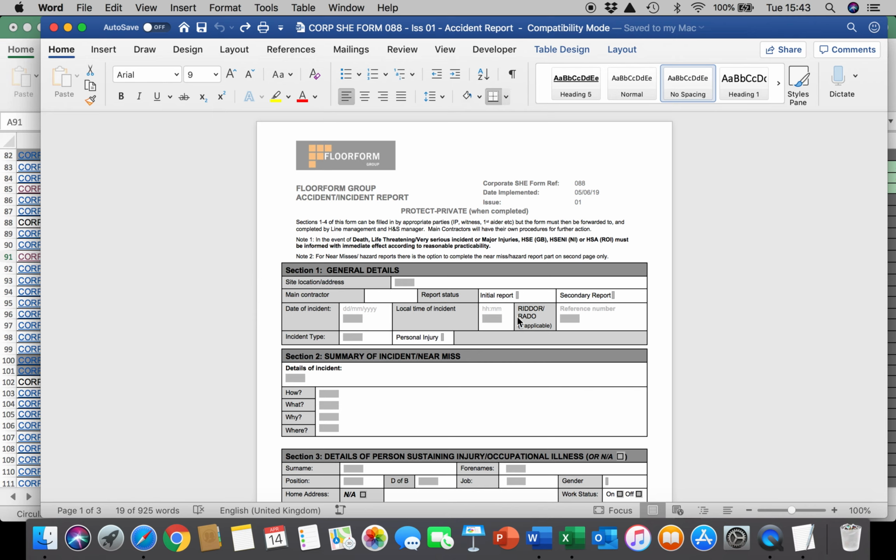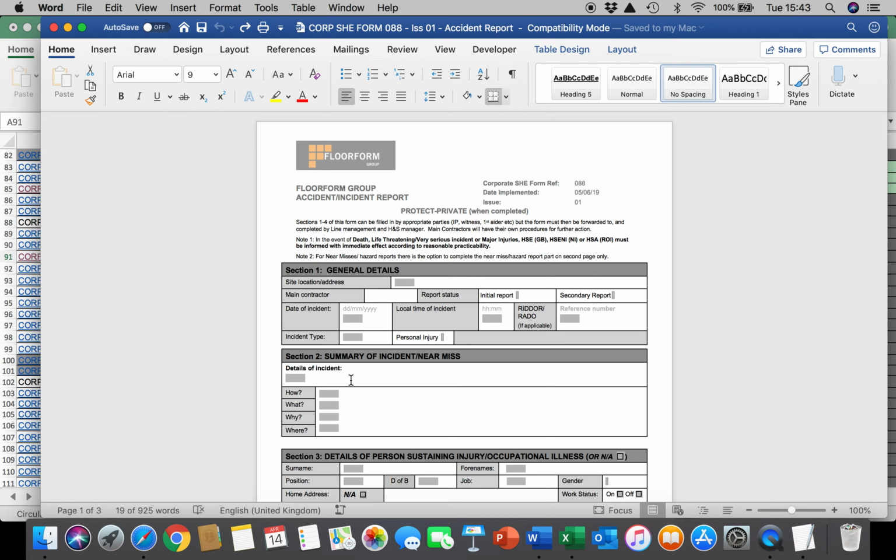Here, don't worry too much about this. This is the procedure that I go through if I have to report it to one of these bodies up here. So I put in a reference number there. And the incident type, what actually happened? Was it broken leg? Is it a cut finger? Is it a fall from height? All that, okay. And personal injury, okay. Was it a personal injury to someone?